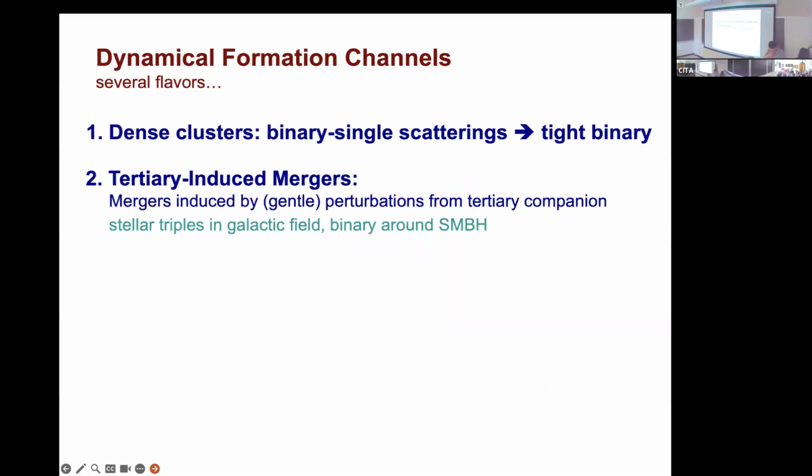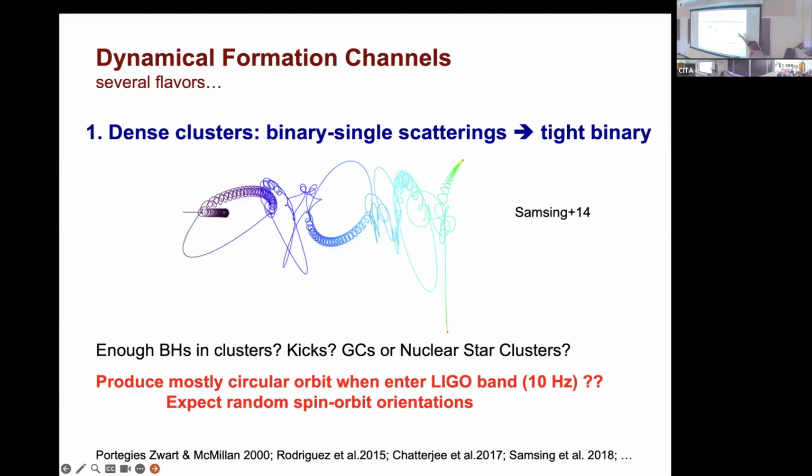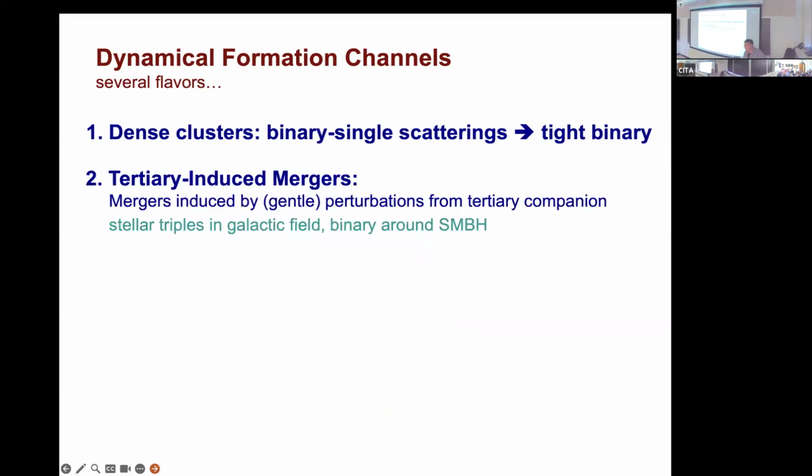All right. So the second general class of dynamical channel is what I call tertiary induced merger. Here it also involves three or four bodies, except the dynamical process is more gentle. So instead of this kind of violent scattering process, you have the third body perturbatively change the orbit of the binary. You have a binary, and a third body gradually changes the shape of the orbit and makes the binary orbit shrink and decay. This tertiary, the third body, could be another black hole, another star in the galactic field, or a supermassive black hole.